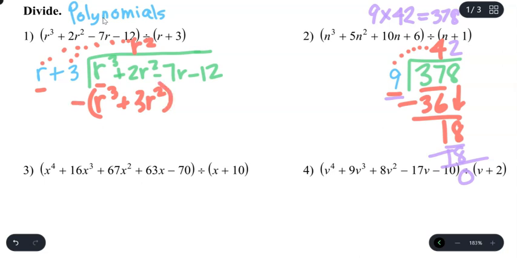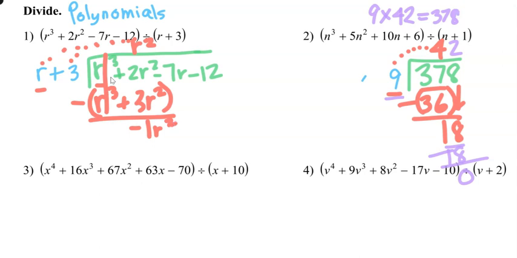Now, just as I did over here, I am subtracting this whole thing. I didn't need to do parentheses here because it was a single value, a single term. Here I've got multiple terms. I'm subtracting the whole thing. So r cubed minus r cubed goes away. And then I have 2r squared minus 3r squared, and that gives me negative 1r squared. Now, you don't have to write the 1, but I'm going to do that just for reference so that you can see it. So, what do I do next?